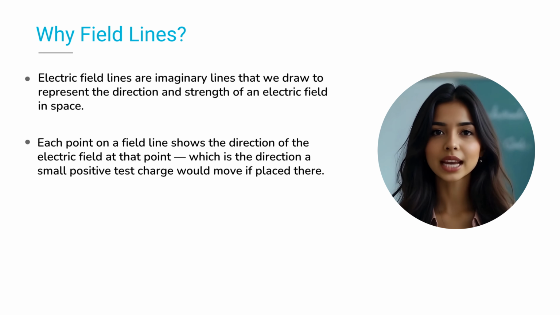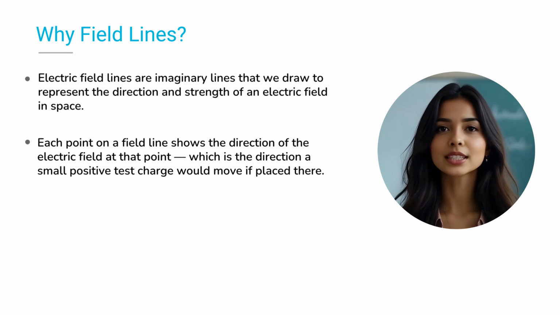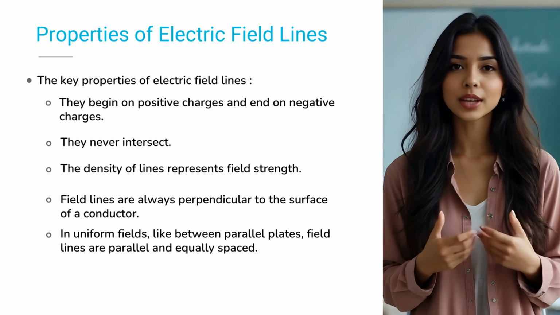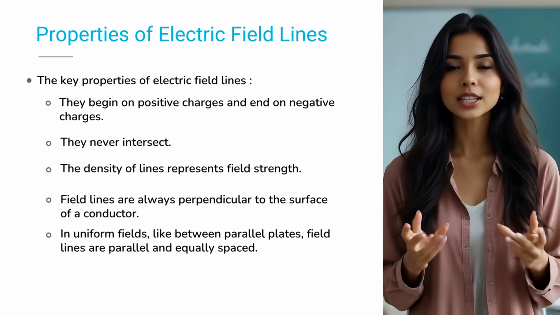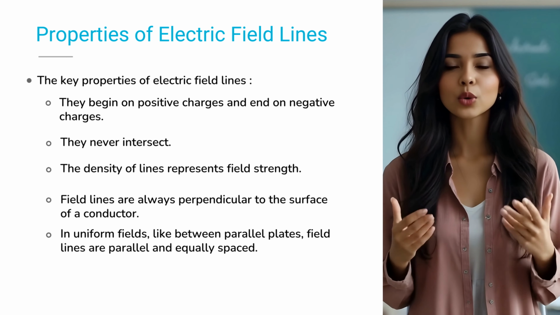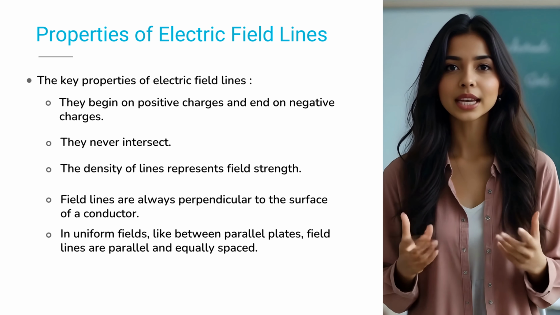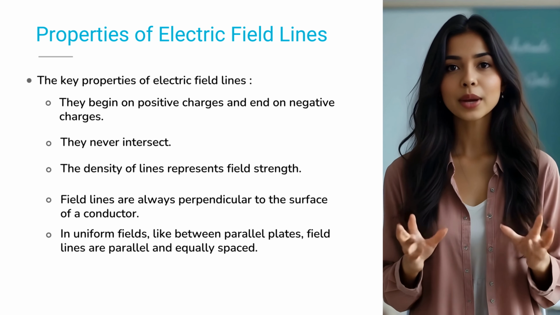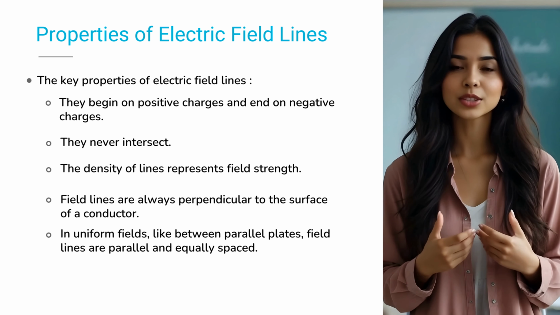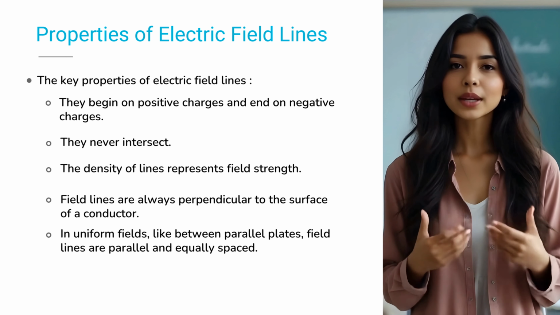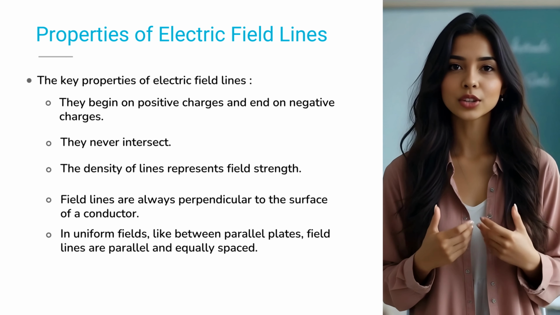Let's now understand the basic features of these lines. Here are the key properties of electric field lines you must remember. They begin on positive charges and end on negative charges. If there's only one type of charge, the lines go to or from infinity. They never intersect. Why? Because if they did, a single point in space would have two directions of electric field, which is impossible.